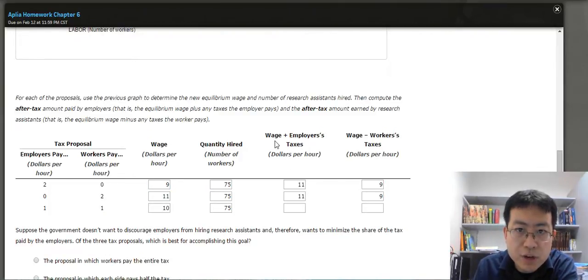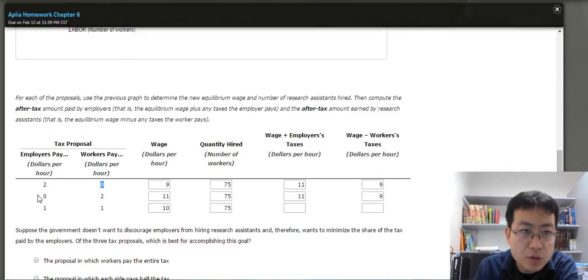Now to find the wage plus employer tax, we take this $9 wage plus our $2. So how much the employer pays will be $11. And then the wage minus worker tax: this is our wage, $9, and the workers' tax is $0, so 9 minus 0 gives you still 9.